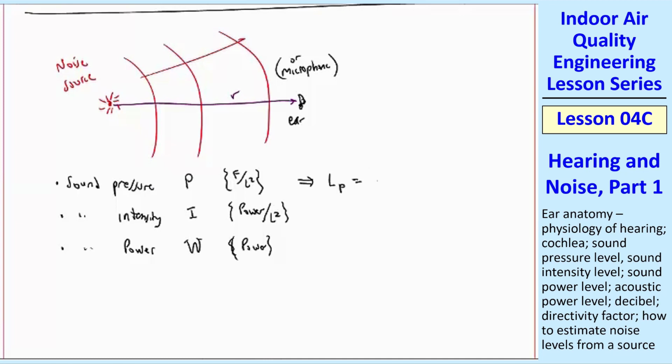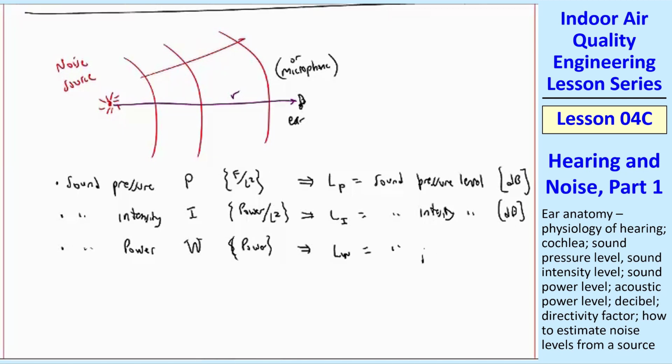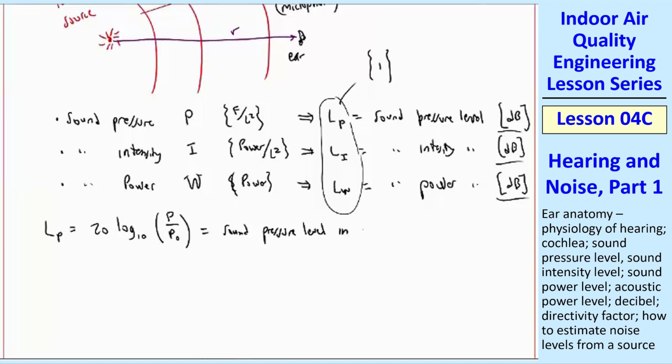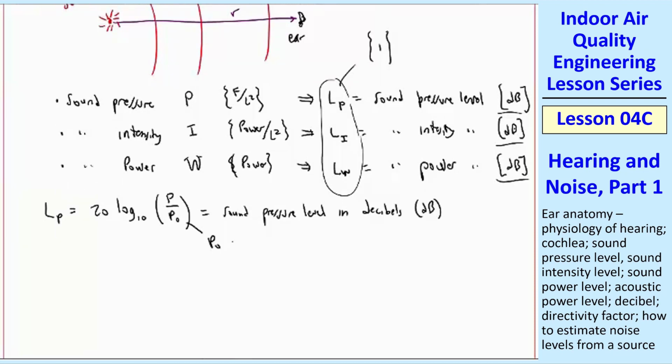L sub P is the sound pressure level in units of dB, a sound intensity level also in dB, and then we'll have L sub W, the sound power level, also in dB. All of these are non-dimensional. dB is one of these non-dimensional units, and here's how we define these guys. L sub P is equal to 20 log. These are log base 10s, not natural logs. 20 log base 10 of P over P naught in decibels, and P naught is the approximate threshold of human hearing.